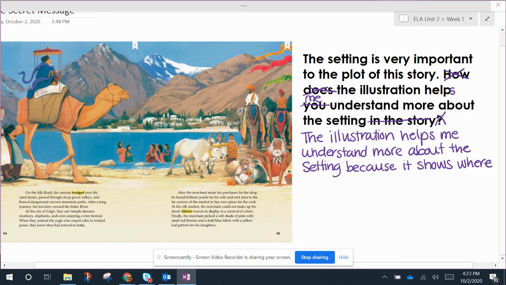where the merchant was traveling. Period. Now I'm going to go ahead and cite some evidence.